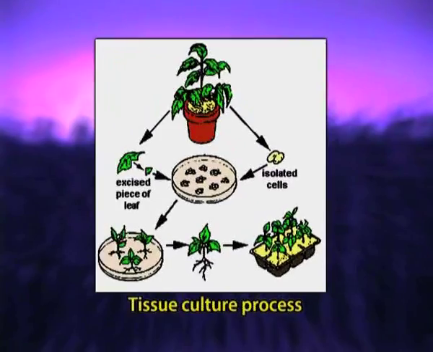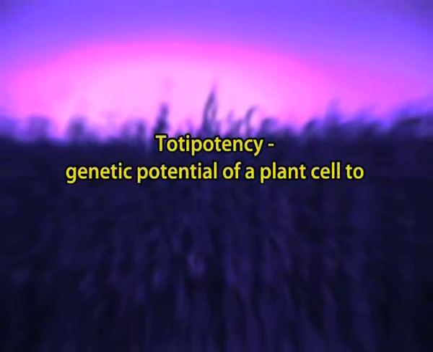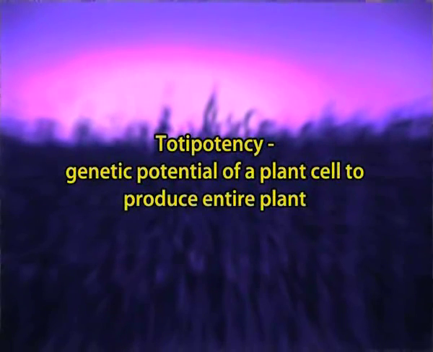Plant tissue culture helps in development of whole plant from a single cell, tissue or organ using various techniques. This genetic potential of a plant cell to produce entire plant is known as totipotency.